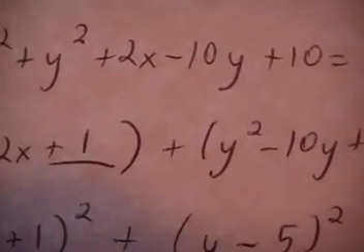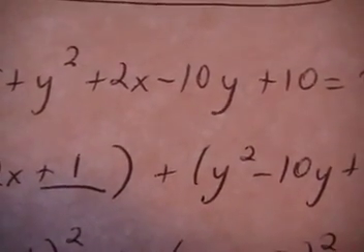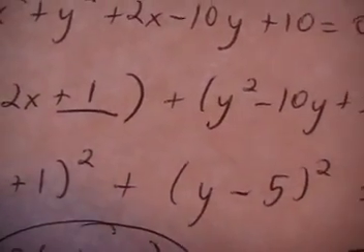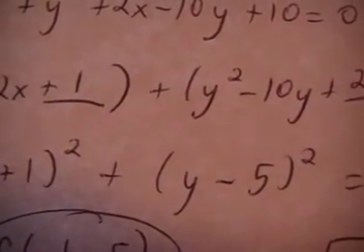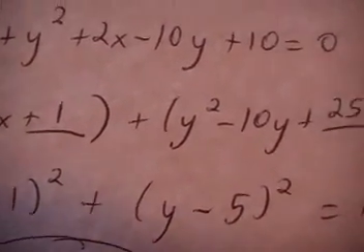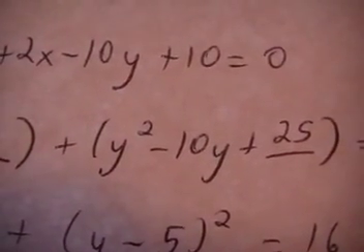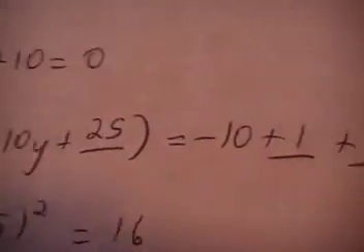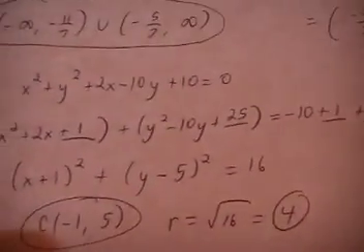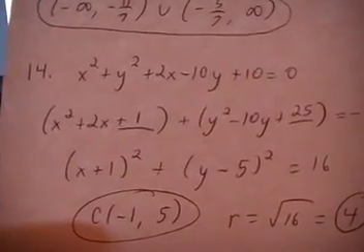Same thing with the y's. There's a y squared minus 10y, so we do half of negative 10, which is negative 5. So that'll turn into y minus 5 squared. Negative 5 squared is positive 25, so that's what goes in the blank. And put a positive 25 over in this blank. So here it is a little further out where you can see everything at once.